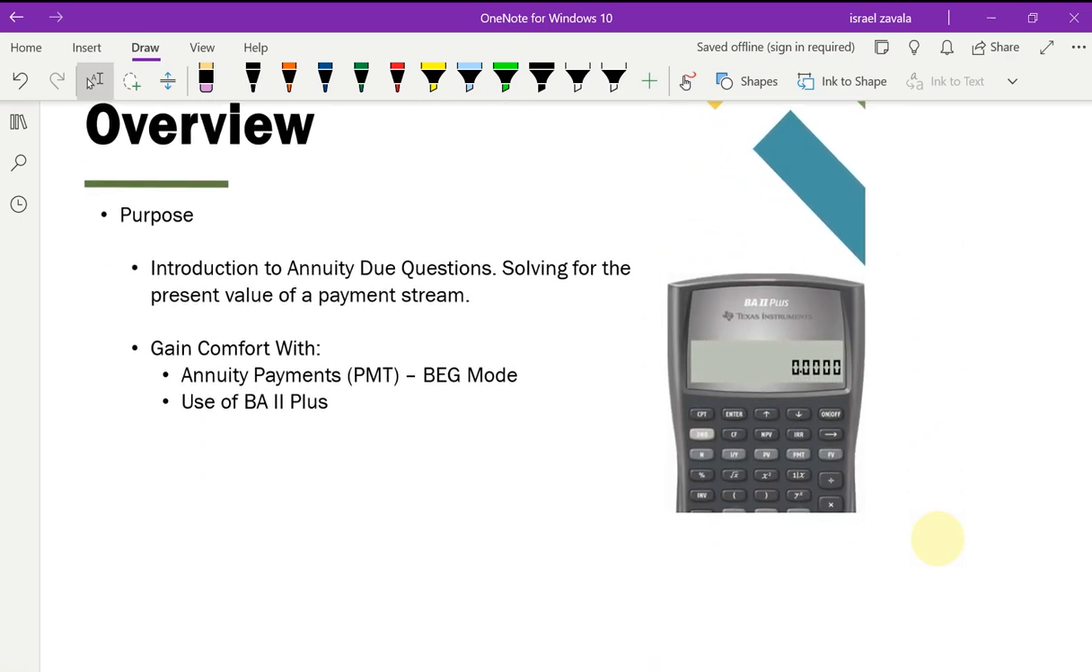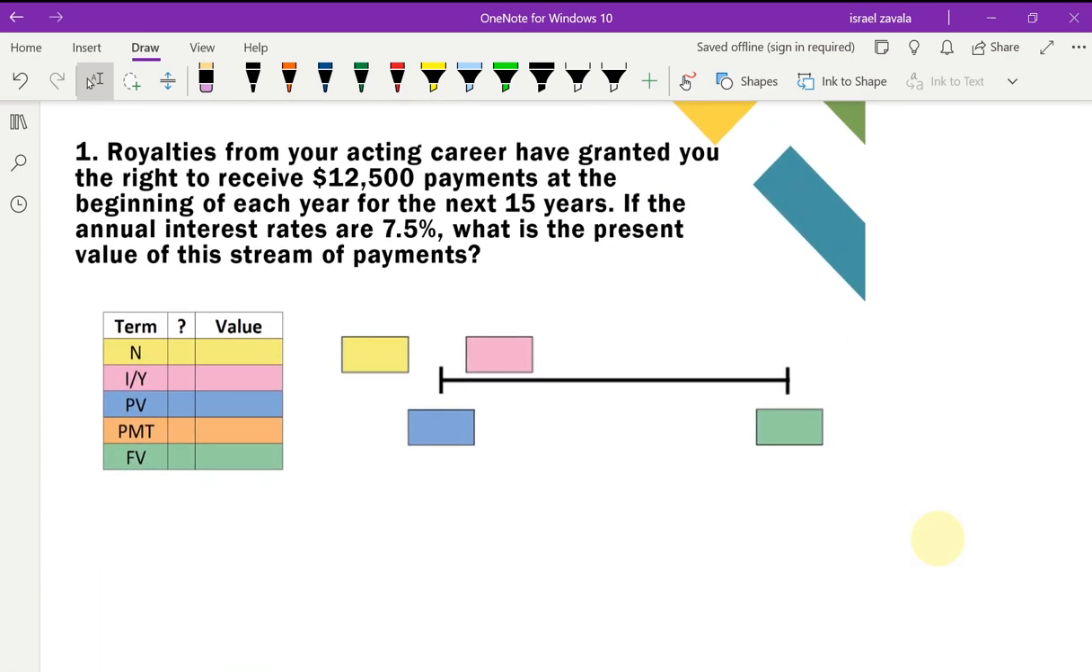So, quick overview. I'm going to give you an introduction to annuity due questions and solving for the present value of that sort of payment stream. We're going to get you comfortable with getting into begin mode in the calculator and, of course, using the BA2+. So we're just going to jump right into the questions.